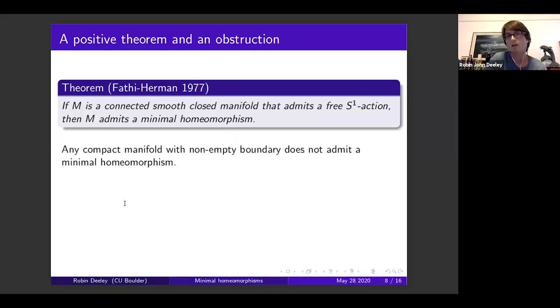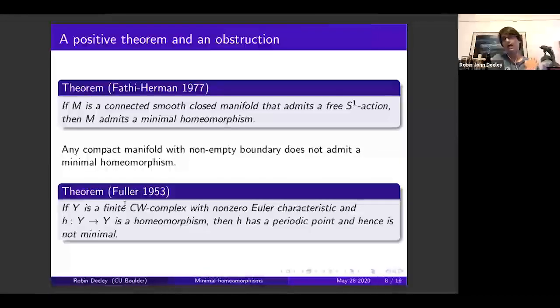And it's worse. Fuller in the 50s proves that a finite CW complex with non-zero Euler characteristic is not going to admit a minimal homeomorphism. Here I probably should say that Y has to have infinitely many points, but that's a standing assumption throughout the talk. So that's really bad news. For example, if I look at one of my favorite spaces, S2, it certainly can't have a minimal homeomorphism because its Euler characteristic is 2. You could also prove it more directly, but that illustrates the power of this obstruction.